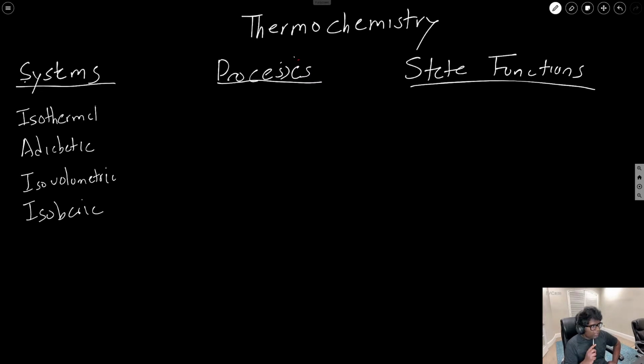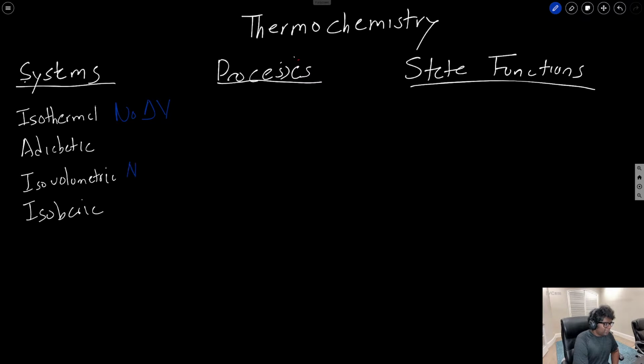So let's talk about isothermal. This will make a lot more sense in the physics section. But basically, isothermal means that the temperature of the system is staying constant. Adiabatic, this one's a hard one. I'll go back to that because these two are pretty easy.